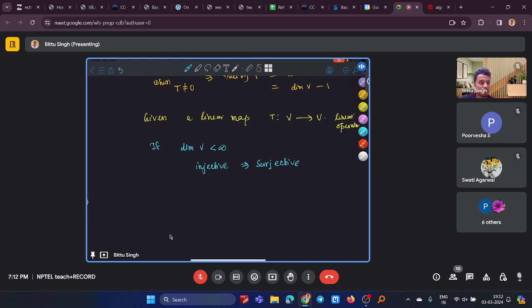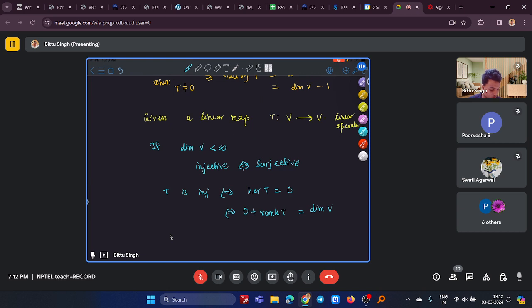This is because of the same fact, rank nullity theorem. Because you can see, suppose T is injective, then this is if and only if kernel of T is the same as zero. And now the rank nullity theorem will say rank of T plus kernel T. Kernel T is now zero dimensional. So zero, this is same as dimension of the domain, dimension of V.